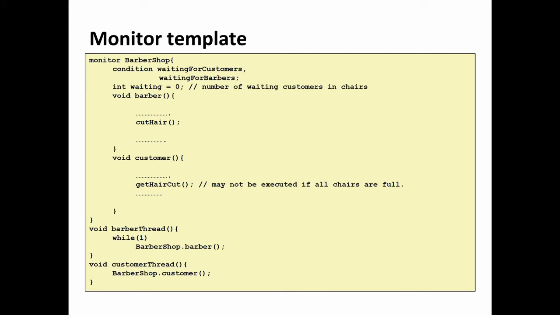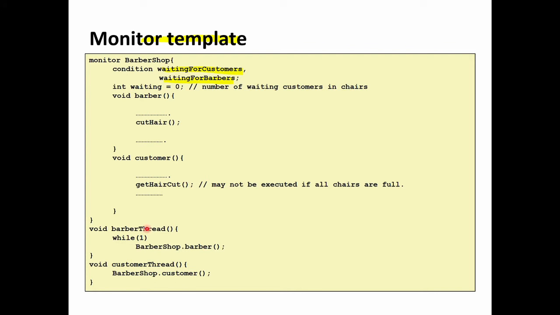So here is a simple template for this barbershop problem. We have two conditions, waiting for customers and waiting for barbers. And waiting keeps track of the number of waiting customers in the chairs. Here we have this barber thread, which will do some synchronization, and eventually cut hair and then do some other things. And here's the customer. In this case, again, you have to fill in the code, and he will be executing get haircut.